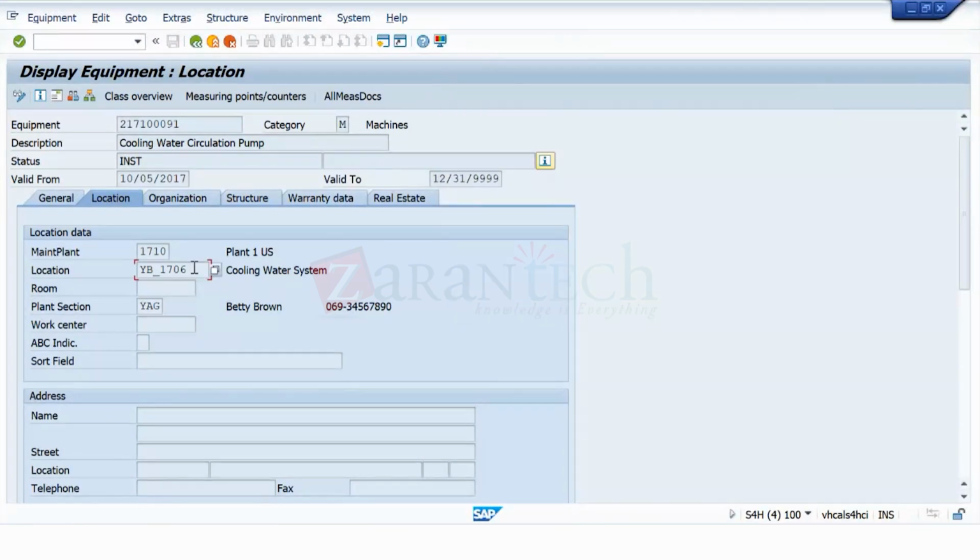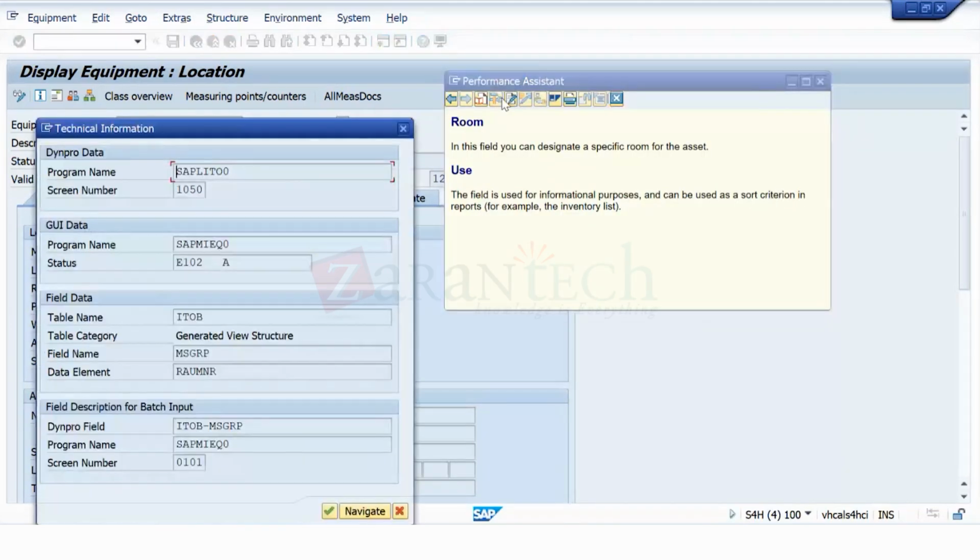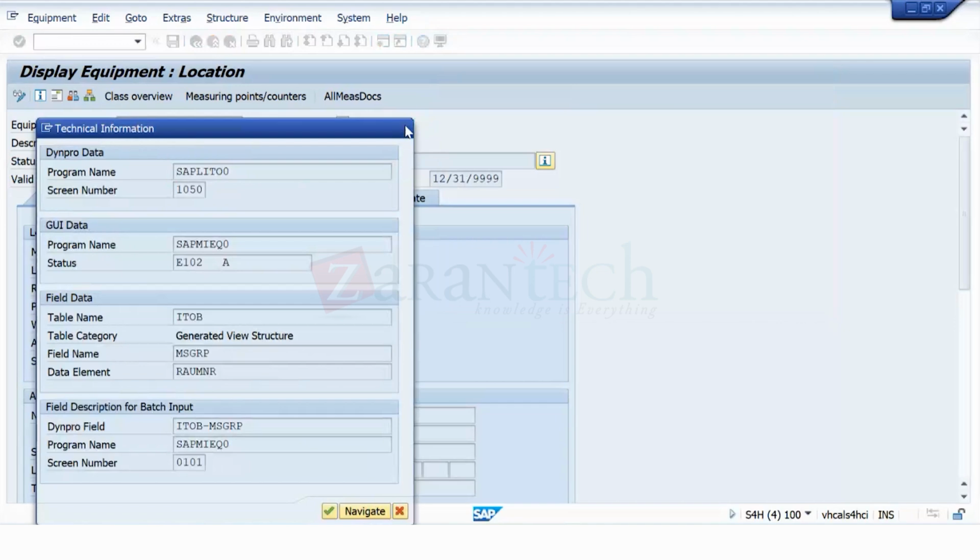See, this is a configuration thing. This is not going to be changed or added on a daily basis. This is something which is added once a year, or changed once or twice in a lifetime. Again, room is also added once, at the time of implementation or at some such time.